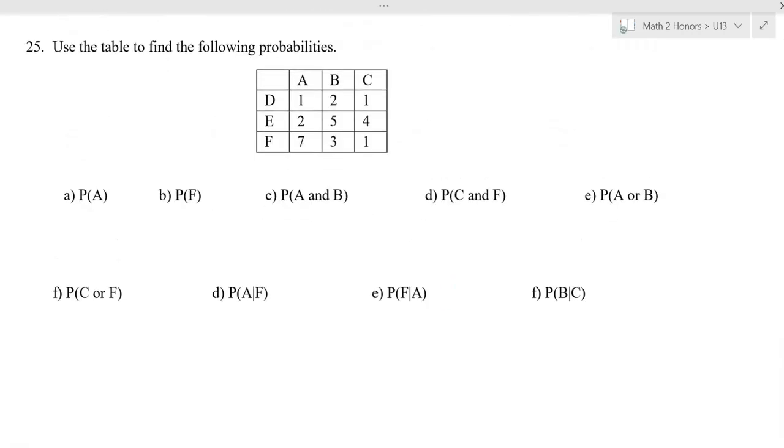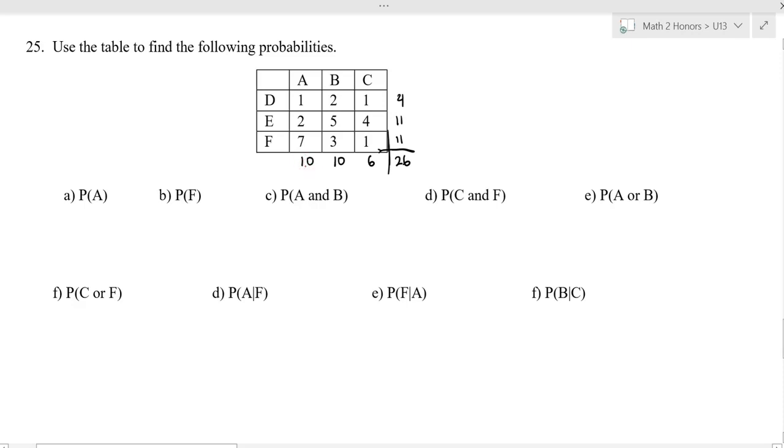Okay, so use the table to find the following probabilities. Before I do, I'm going to add up the marginal distributions here, the row totals and the column totals. So D adds up to 4, everything in E adds up to 11, everything in F adds up to 11. The grand total 11 plus 11 plus 4 is 26. Column C adds up to 6. B adds up to 10, and column A adds up to 10.